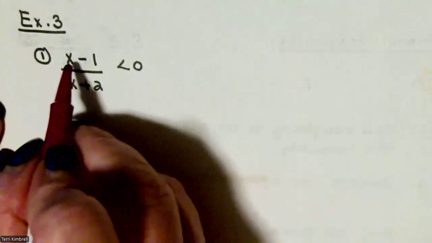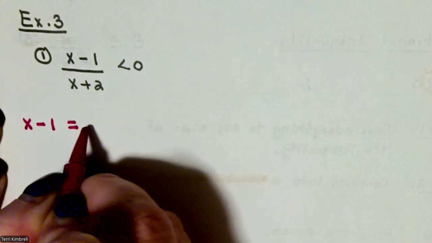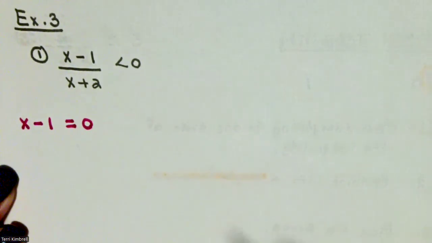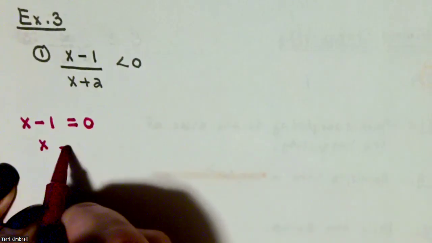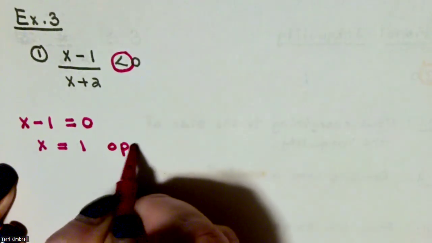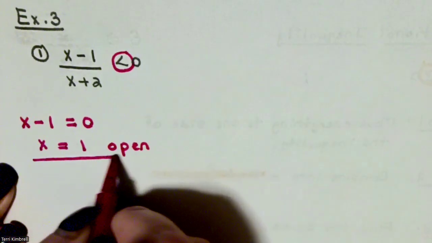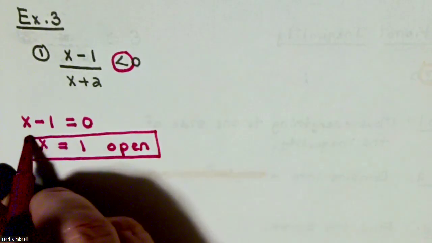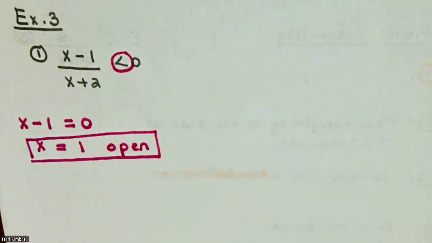As we go to the back of the sheet with example 3, I'm going to take the numerator and put x minus 1 equals 0. And one of my zeros is going to be 1. Since there is no line under that, it is going to be open. I recommend taking your time and putting that down before you put that stuff on the number line.